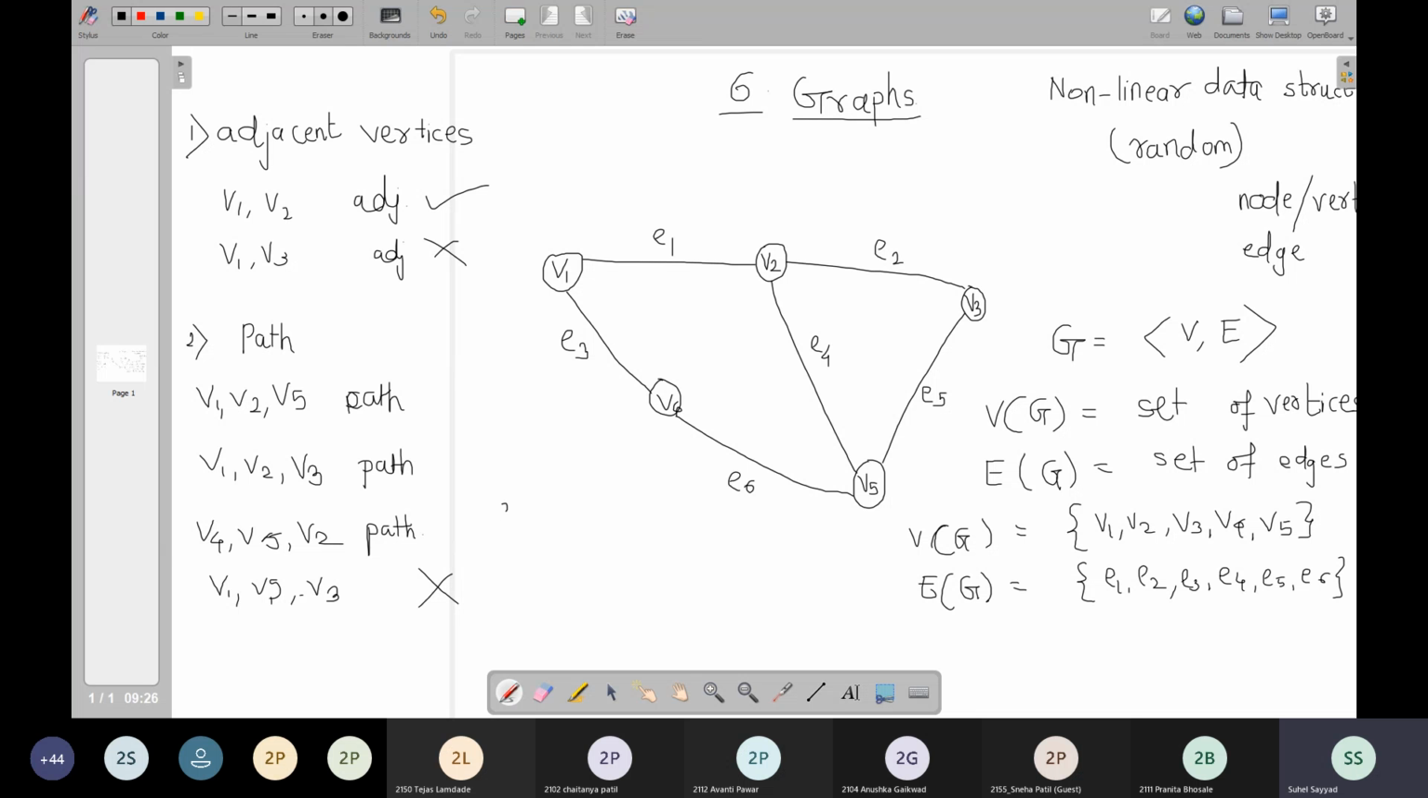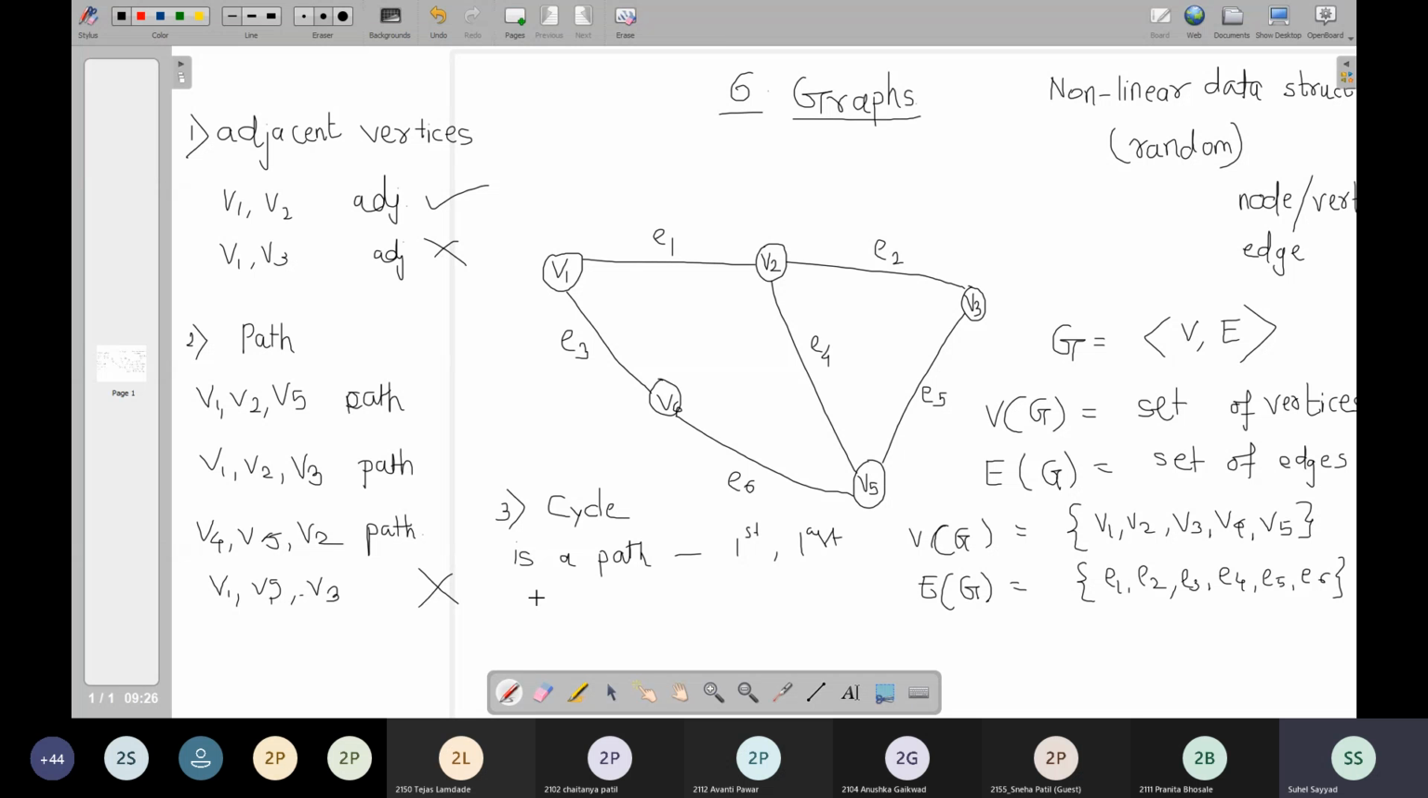The next definition that we will discuss is cycle. What is a cycle? A cycle is basically a path in which the first and the last vertex are the same.